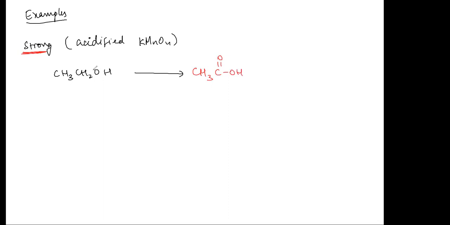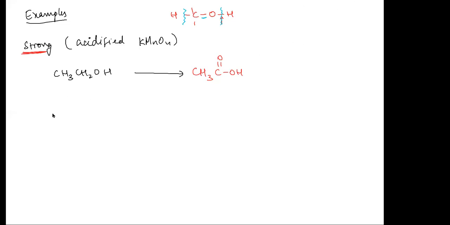So what is happening in this C-OH oxidation? You have the C-OH bond and you have another hydrogen attached to it. There is breakage of this bond. So basically you have this bond breaking and this bond breaking and formation of a double bond. That's what is happening here.